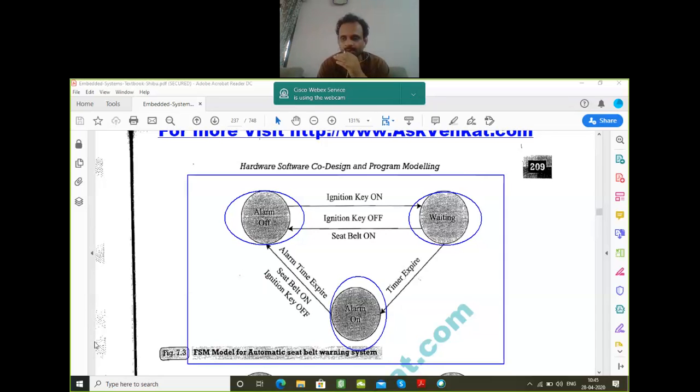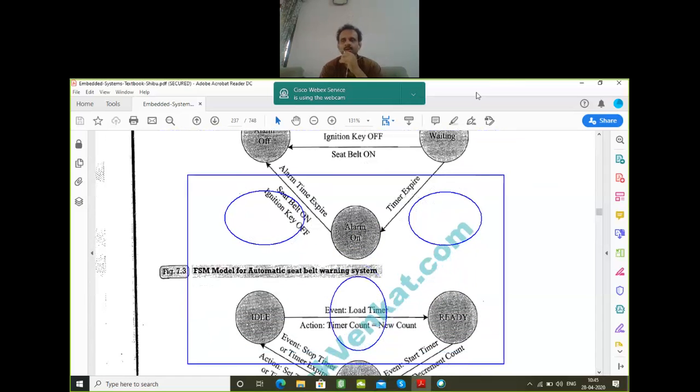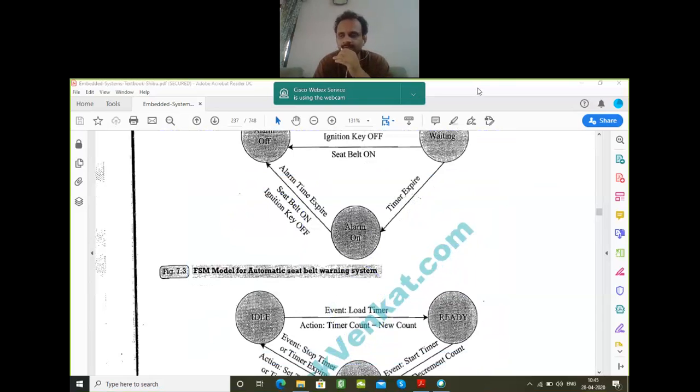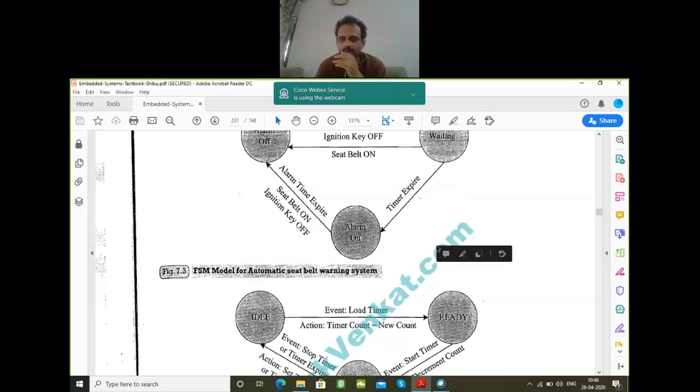So this is about the flow of the present state, next state, and previous state. So three states we have got. So if this is the present state, this will be the next state. Okay. So these are the examples.